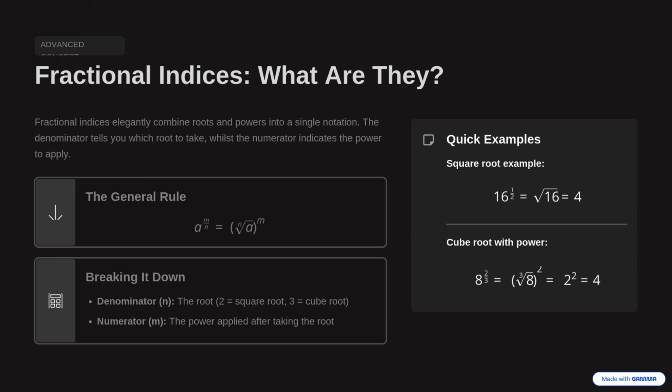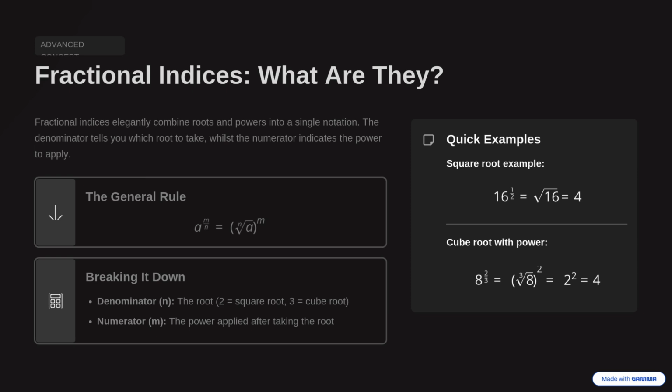So let's have a look at the first example actually. It says 16 to the power of 1/2. Well, the 1 is telling us to power it. There's nothing we can do because the power of 1 is just itself. The 2 in the denominator tells us to square root it. So the answer is 4.